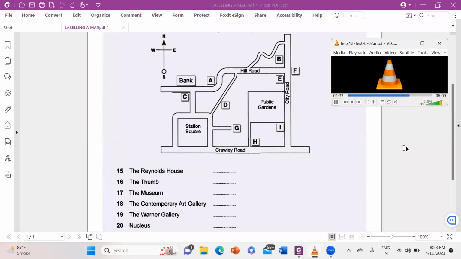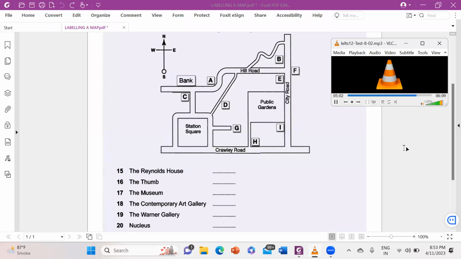The Contemporary Art Gallery is on a little road that leads off Station Square, not far from the public gardens. The road ends at the gallery. It doesn't go anywhere else. That's open every day except Mondays. The Warner Gallery specialises in 19th century art. It's on City Road, near the junction with Crawley Road, on the same side of the road as the public gardens. It's open on weekdays from 9 to 5 and entry is free.